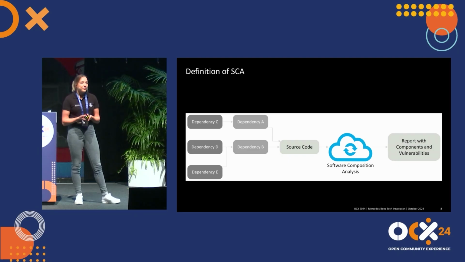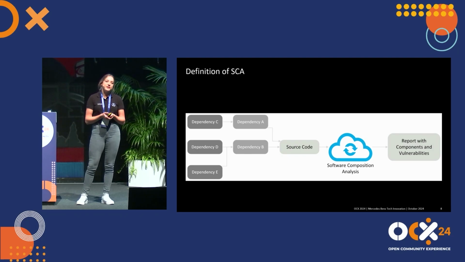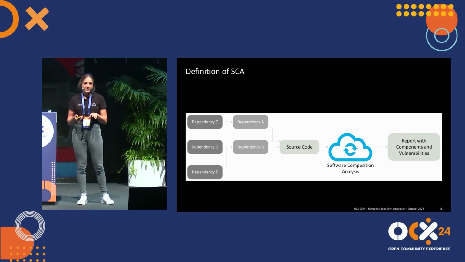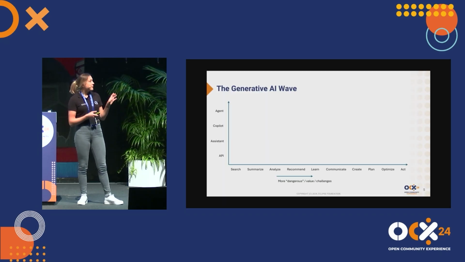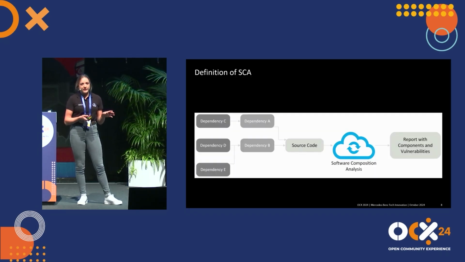So what can software composition analysis do for us? Well, we have our source code, we have our direct and transitive dependencies, and software composition analysis will analyze our dependencies for vulnerabilities and generate a report with the components and the vulnerabilities that belong to these components. Of course, this is kind of related to software bill of materials, but the difference is that we are looking for the vulnerabilities, not directly for the components and their licenses.